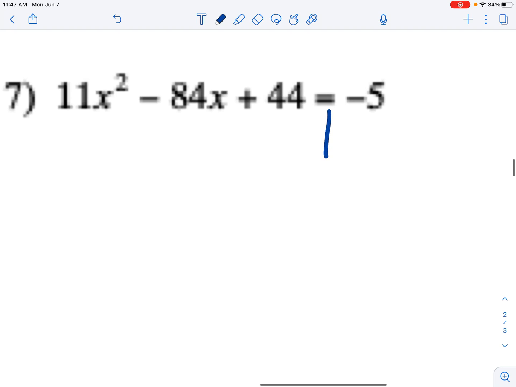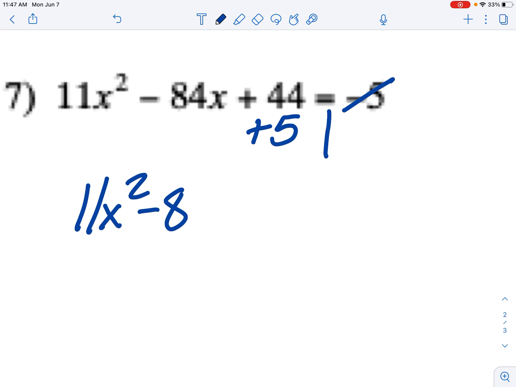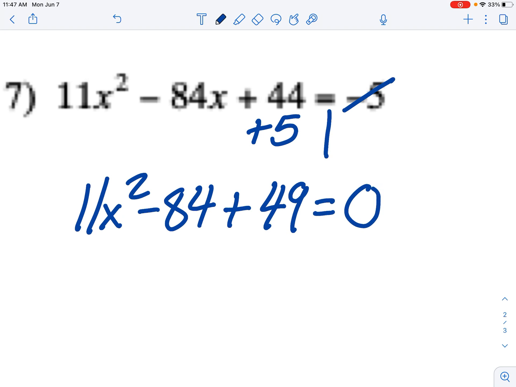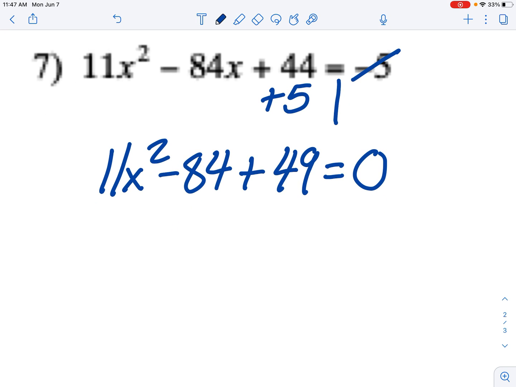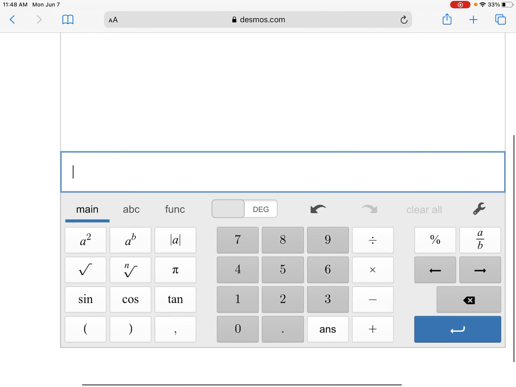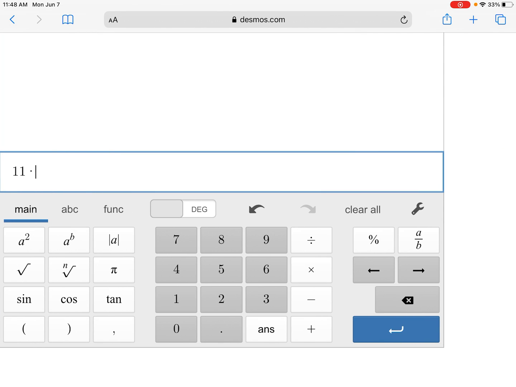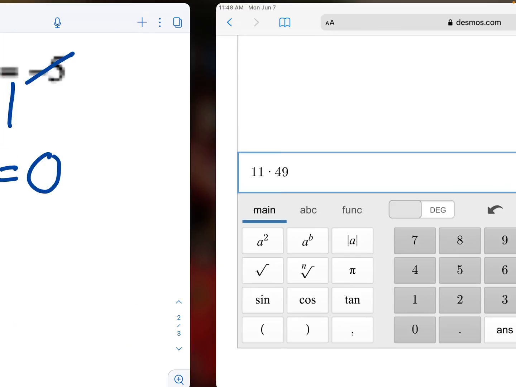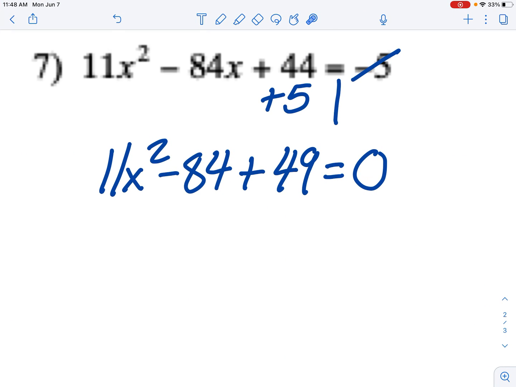But this, everybody, it's got to be equal to 0. So I got to move this dude over here as plus 5, like this. So then this is going to be 0 on that side. So I'm going to get 11x squared minus 84x plus 44 plus 5 is 49 is equal to 0. Look at that, right? So here I got to multiply 11 times 49. Well, let's see. 11 times 49 is equal to 539.